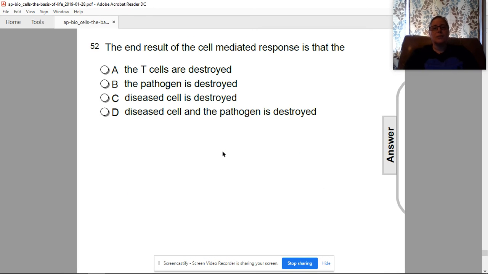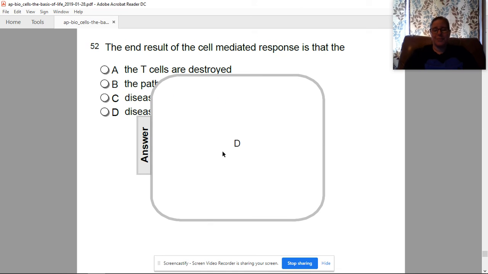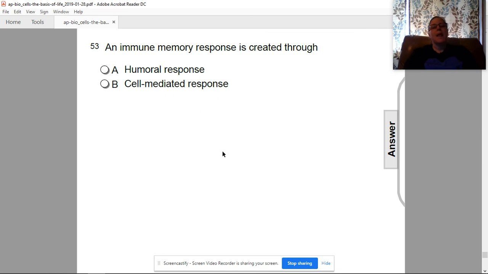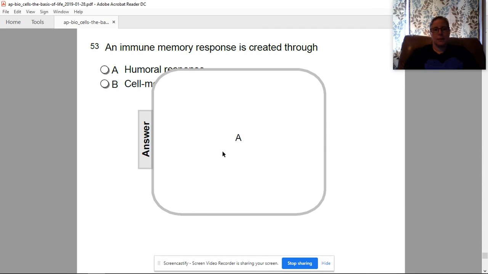So the end result of a cell-mediated response is the T cells are destroyed. The pathogen is destroyed. The disease cell is destroyed. The disease cell and the pathogens are destroyed. Did you say D? Good. An immune memory response is created through the humoral response or the cell-mediated response. Did you say A, humoral response? Good.